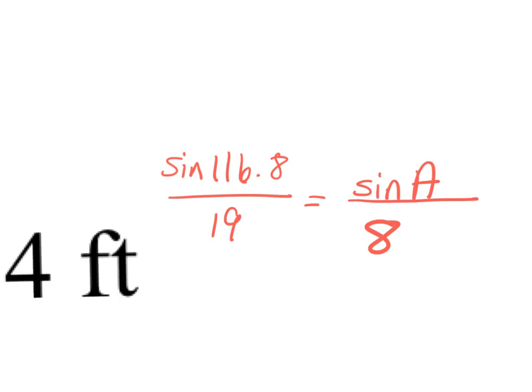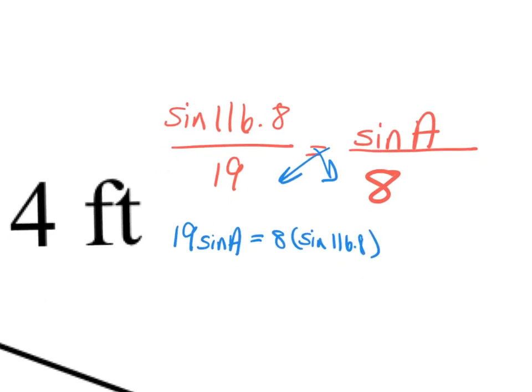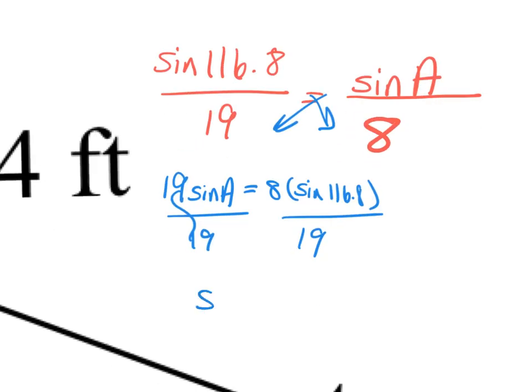All right, how do we solve this? We're going to cross multiply. So 19 sine A equals, yep, sine 116.8 times 8, or however you want to do it. Now what? And then you divide by the 19. So you give me 4 decimal places. The sine of angle A is about how much?